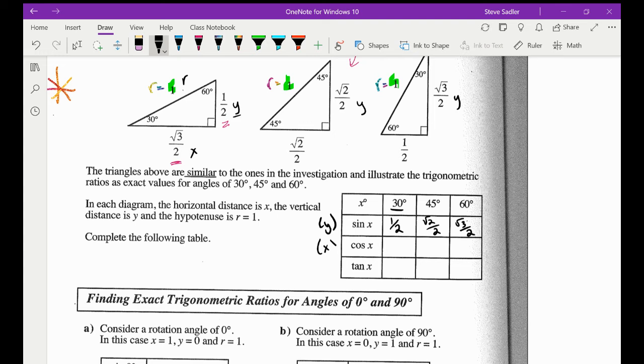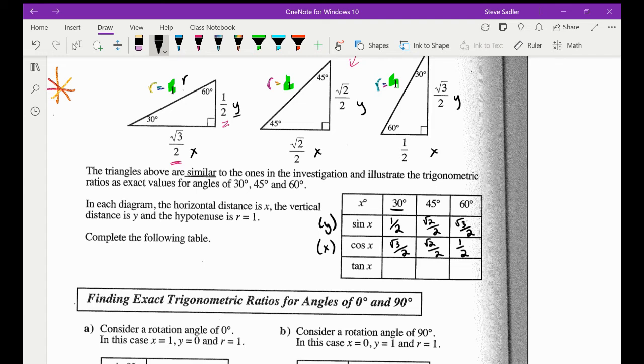The cos is just the x values, because again, we're dividing by 1. Cos is x over r, r is 1. So it just ends up being the x values. So cos of 30 is root 3 over 2. Cos of 45 is root 2 over 2. And cos of 60 is 1/2. So you can see they are the same values but flipped. So if sine of 30 is 1/2, cos of 60 is 1/2. Sine of 60 is root 3 over 2, cos of 30 is root 3 over 2.